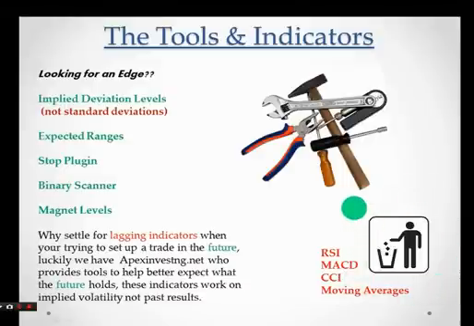And the reason is all of their indicators that they have and tools that they have are really geared towards helping you expect volume and understanding what the future holds a little bit more. You know, we have implied deviation levels. They're not standard deviation levels. Standard works with the past information. The implied deviation level is working with future information. The expected ranges. We can put in a certain time frame and get an expected movement high to low and close to close, and understand how far the market could possibly travel over a given period of time.